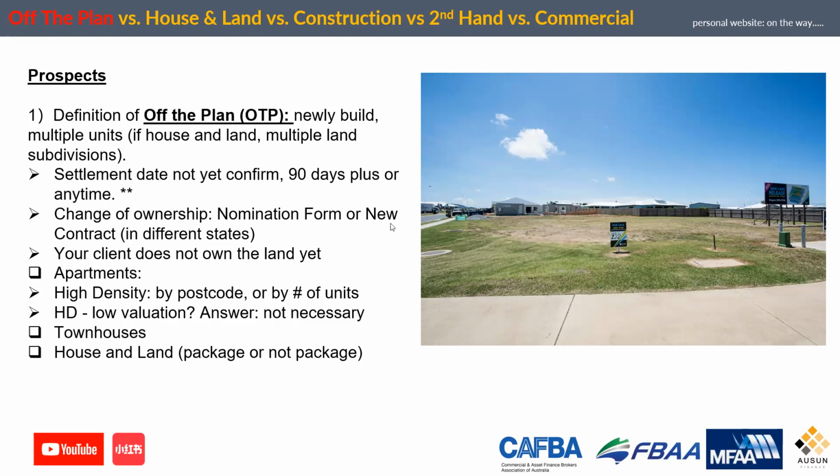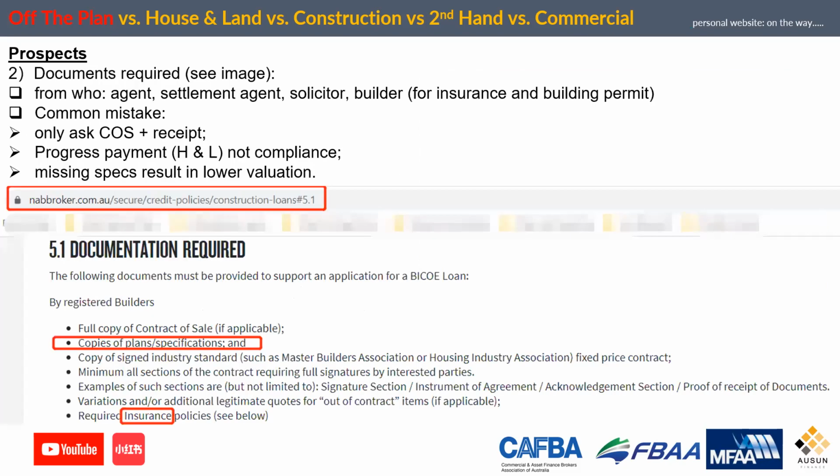Of course, there are off the plan townhouses and house and land, and not necessarily all the land comes with a package from a builder. It depends on how they're marketing that. Off the plans have different prospects. What kind of extra documents? Again, you can find extra documents for different banks, as I highlight here.